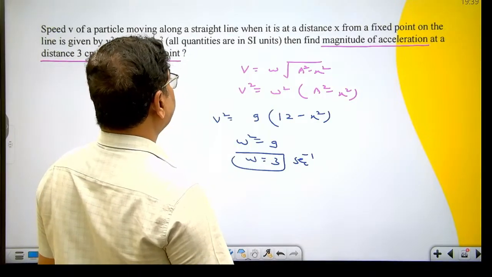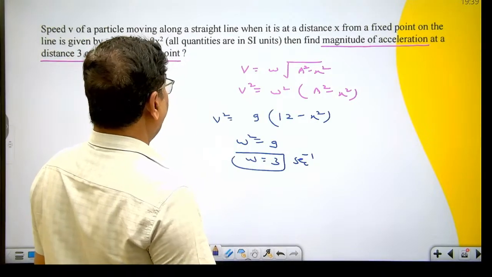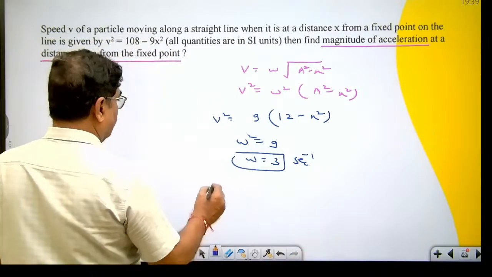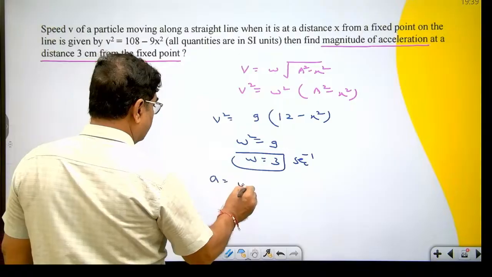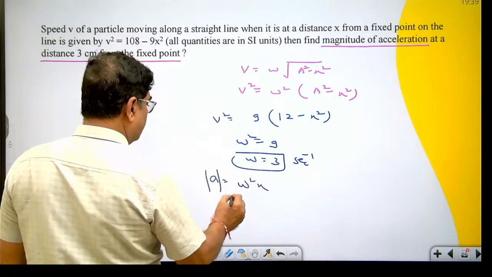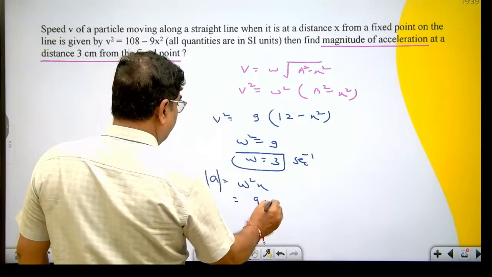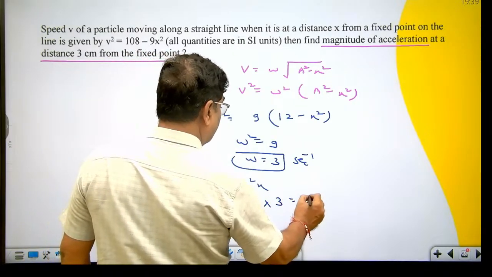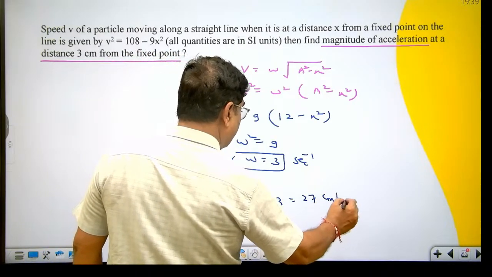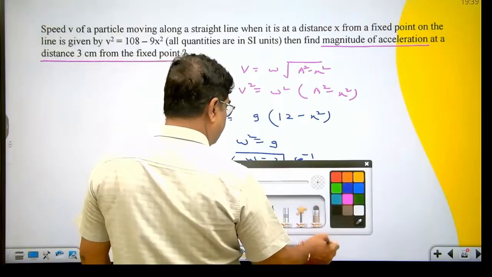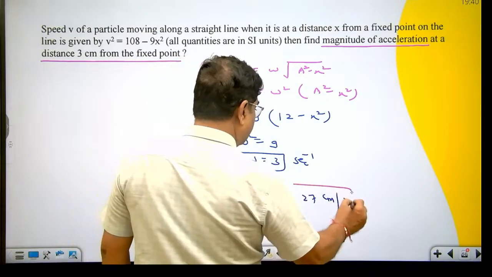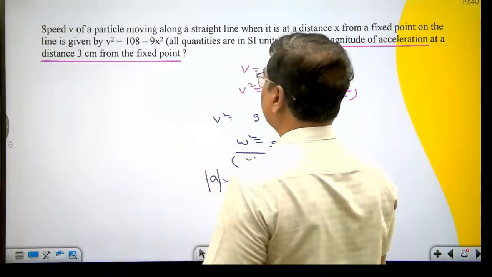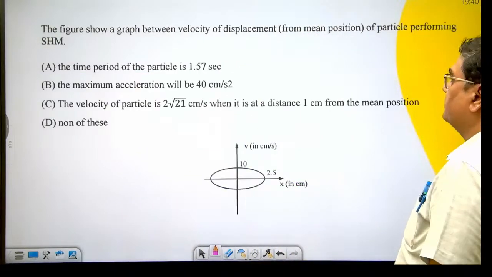And dear student, amplitude equal to what? A square equal to 12. Amplitude is not required because acceleration requires what? Acceleration magnitude equal to omega square x. So omega square equal to 9 and x is given how much? 3 centimeter. So this is 27 centimeter per second square. This is the magnitude of acceleration in this question.